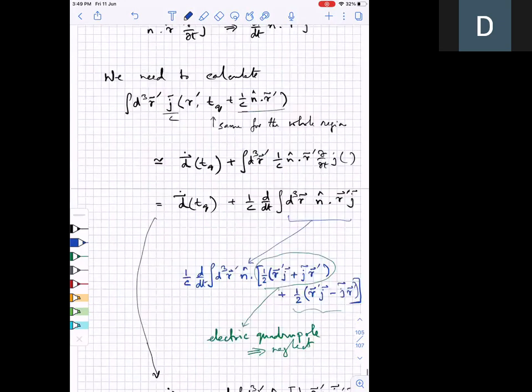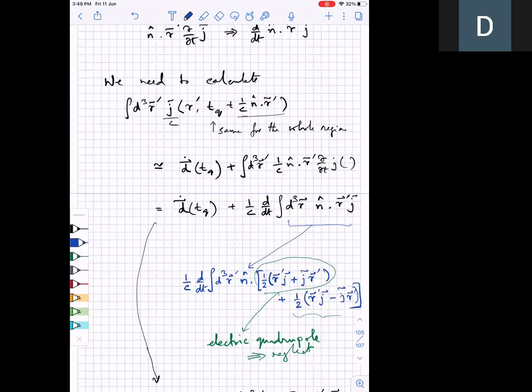There's a d double dot over here. Okay, I think I've always written it as d dot. It's all d double dots. Right.